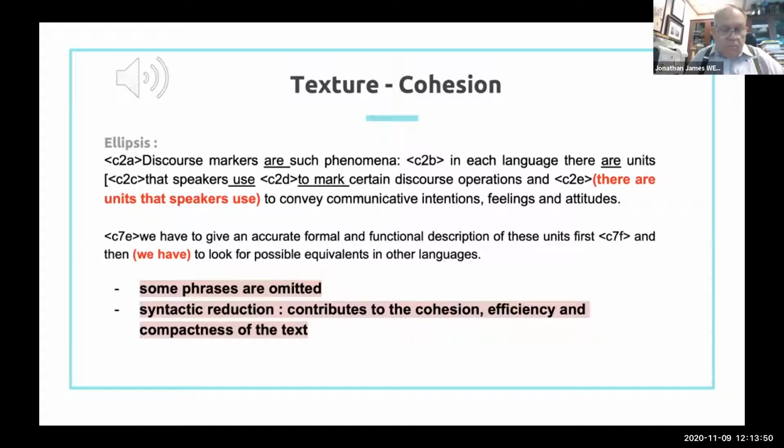Also, there is the use of ellipsis in the text. For instance, we can look at clause 2 to clause 2e. The phrase there are units that speakers use is not repeated before the to-infinitive in clause 2e. Even though this phrase is left out, the sentence is still comprehensible. This sort of syntactic reduction contributes to the cohesion, efficiency, and compactness of the text.